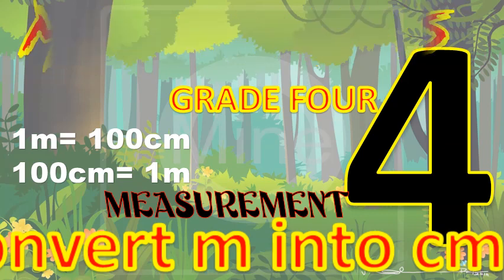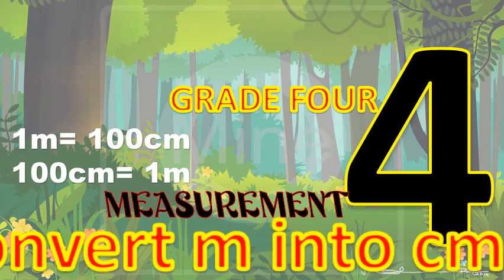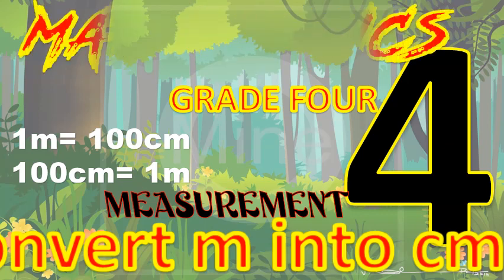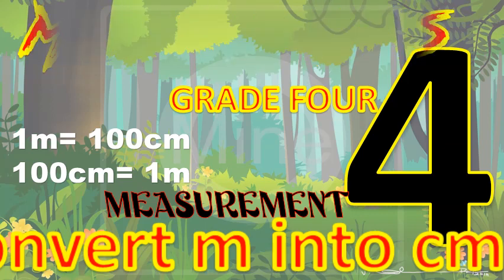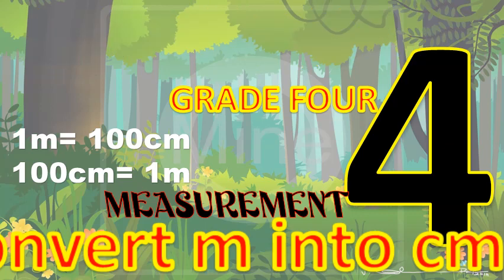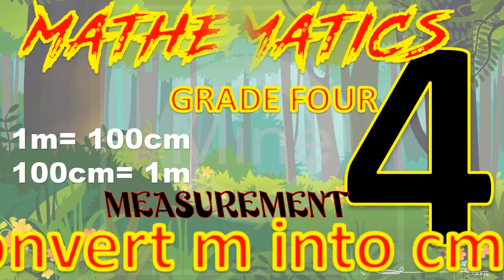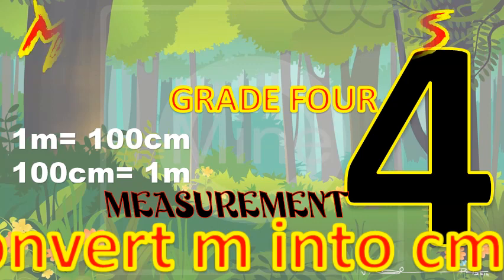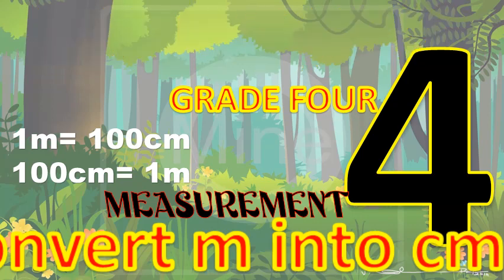Very good. You will take 5 meters and multiply it by 100 to get 500. Therefore, 5 meters into centimeters is 500 centimeters.